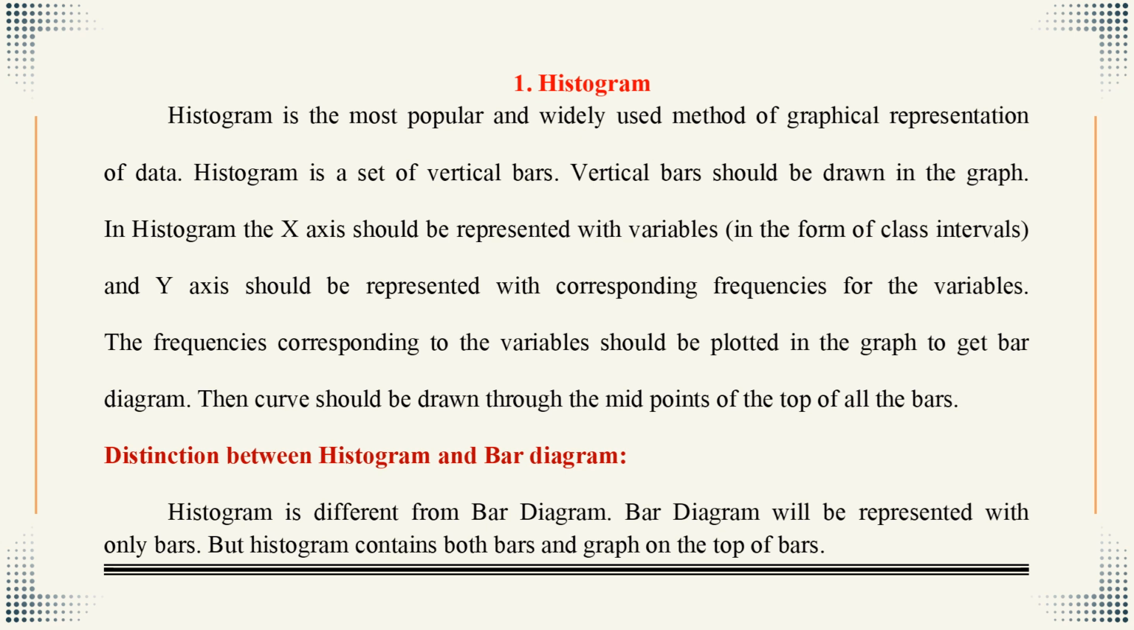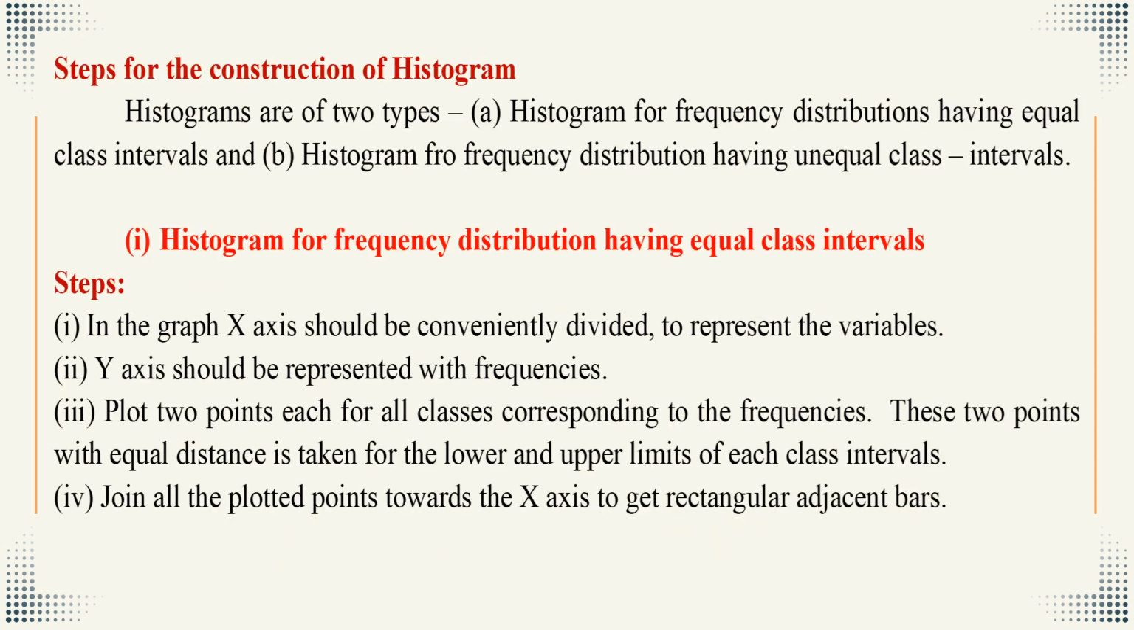Then the distinction between histogram and bar diagram. Histogram is different from bar diagram. Bar diagram will be represented with only bars, but histogram contains both bars and a graph on the top of bars. Now the steps for the construction of histogram. Histograms are of two types. One, histogram for frequency distributions having equal class intervals, and histogram for frequency distributions having unequal class intervals.